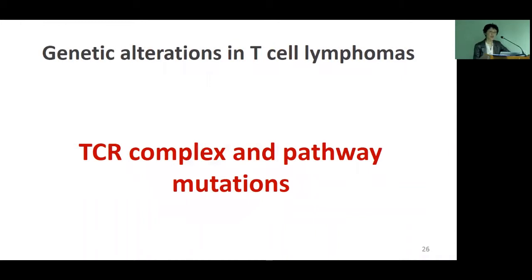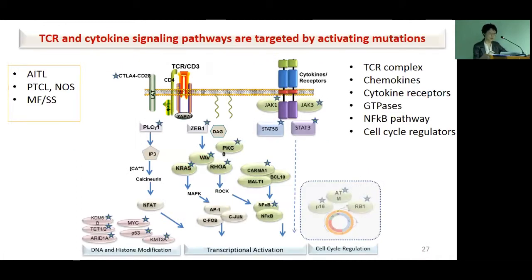All right, other genetic alterations that are found in T-cell lymphomas have been those that function in the T-cell receptor activation pathway. And many of these are found in a variety of T-cell lymphoma subtypes, AITL, T-cell lymphoma, NOS, mycosis fungoides, as well as Sézary syndrome. So these are not selectively enriched in certain types of T-cell malignancies.